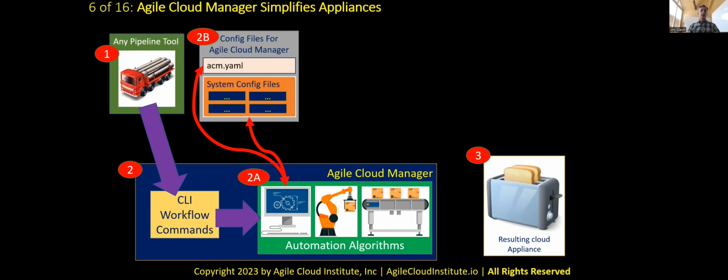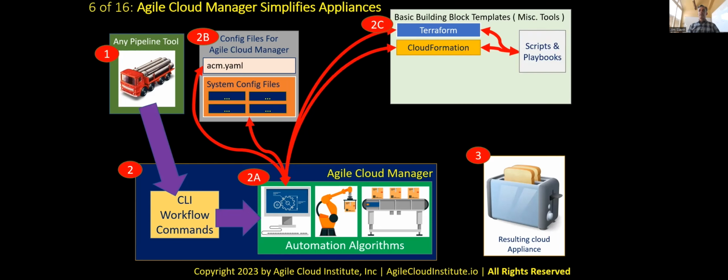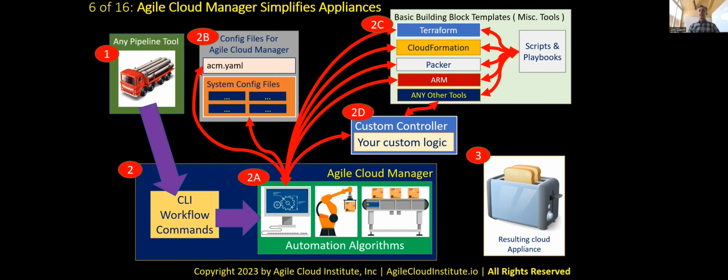However, for the moment, what you can understand is that each of these system configuration files is a very easy, simple, and reusable way to reference the templates that you already have. In your company, you already have Terraform modules, and you might already have CloudFormation templates. You might already have Packer templates. You might already have ARM templates. You might already have other types of templates. And what the Agile Cloud Manager does is it enables you to orchestrate all of your pre-existing templates in a way that makes it easier to reuse those templates that you already have, so that the orchestration of those templates can become a much simpler thing, and the maintenance of those templates can become a much simpler process.